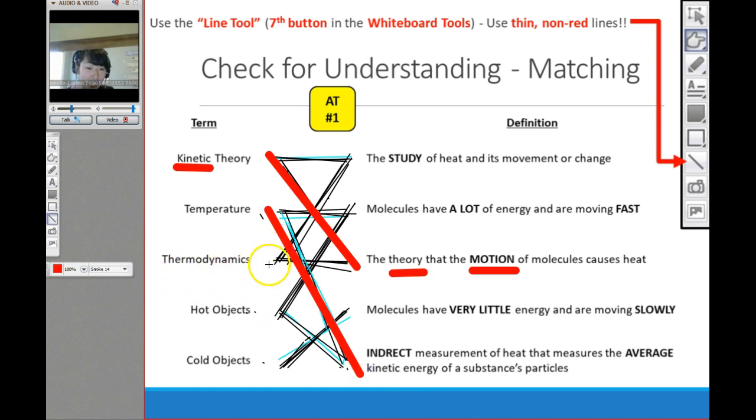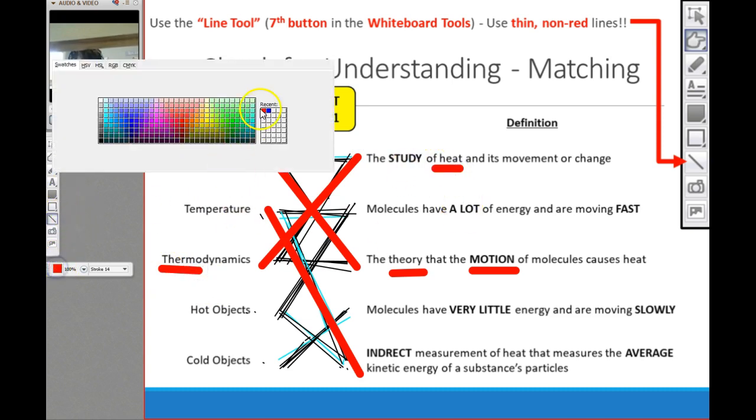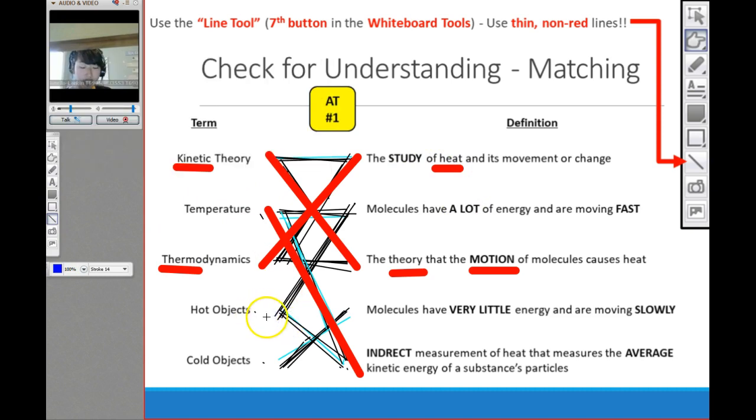Now, thermodynamics is going to be the name of the science, which is the study of heat and its movement or change. Remember, thermo means heat. Thermo means heat. And let me go ahead and change my colors here. Last but not least, we got this, right? Hot objects have fast-moving molecules. They have lots of energy. Cold objects have very little energy, and they're moving very, very slowly. Tend to be things like solids. Smiley faces if those corrections make sense.